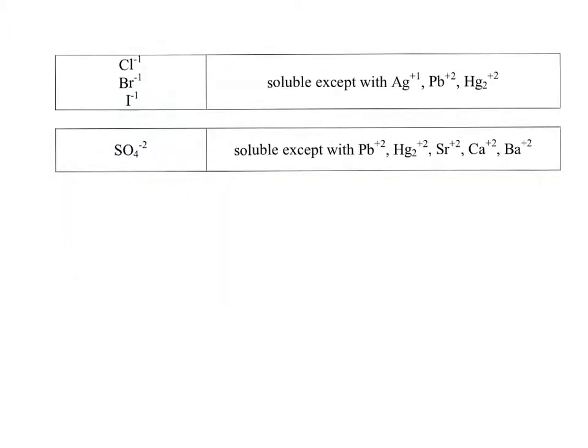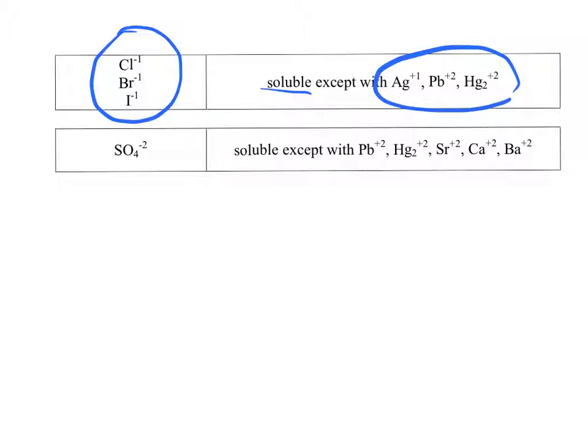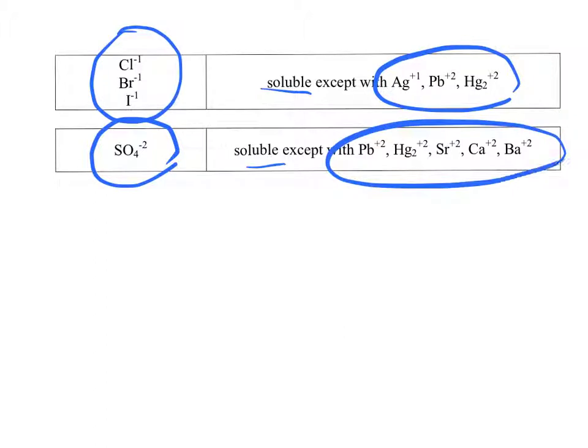Then there are some ions that are generally soluble except with a few ions. And so for instance, the halogens, chlorine, bromine, iodine, fluorine, are soluble except with these ions. So magnesium chloride is soluble, but silver, lead, or mercury chloride is not soluble, is insoluble. Sulfate, same rule, generally soluble except with this list of ions.